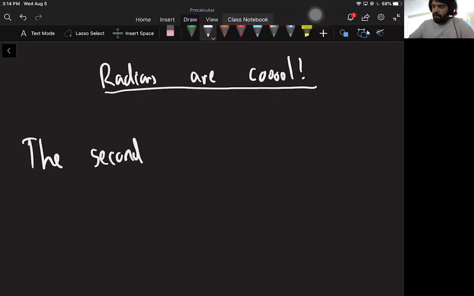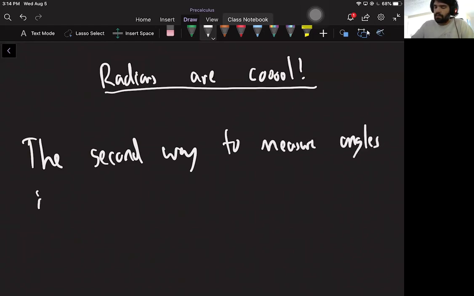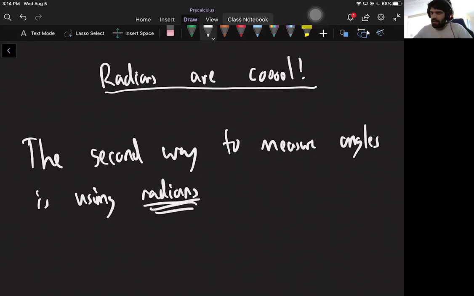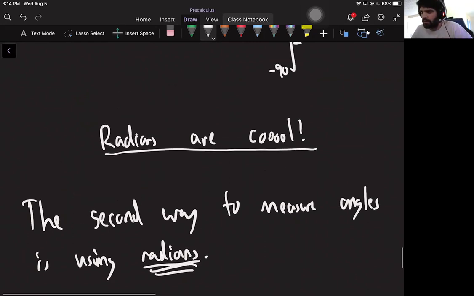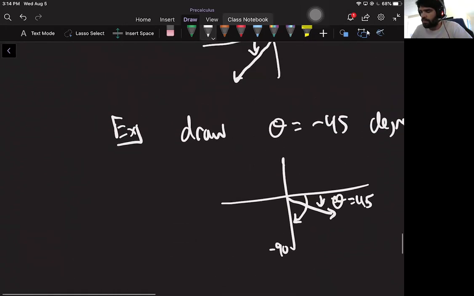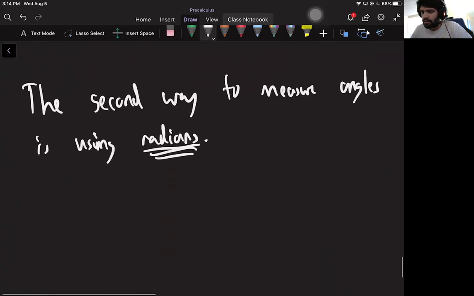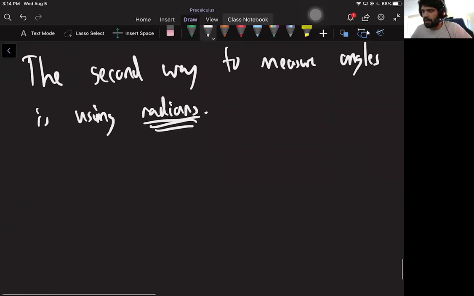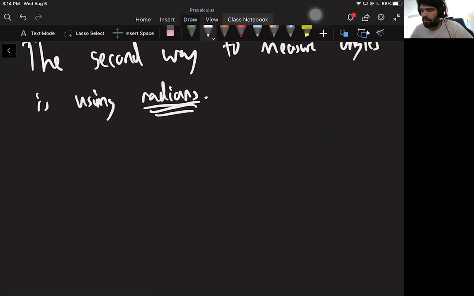So the second way to measure angles is using radians. And we play a very similar trick. I'm not going to tell you what 1 radian is. Notice I never told you what 1 degree is, because 1 degree is ridiculous. It's too small. Instead, I'm going to say how many radians there are in a complete rotation.